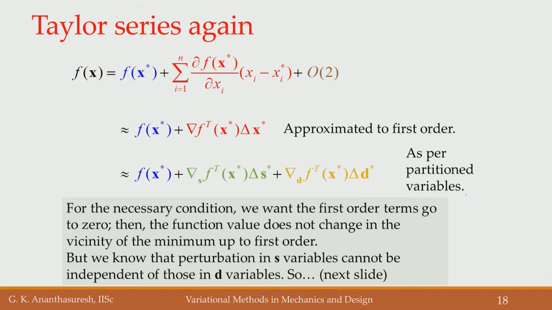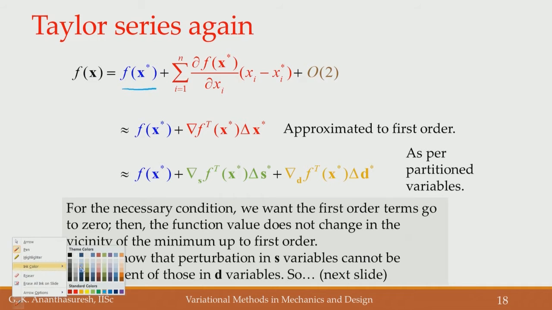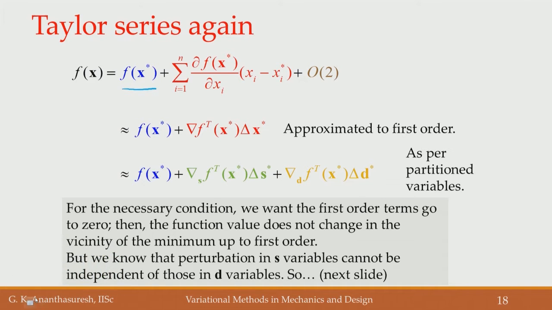Okay. Now we consider the Taylor series approximation again. We have f of x star, and then this first order term, dou f by dou xi, i going from 1 to n, times what we had earlier called delta x, delta xi, that is delta x1, delta x2 and so forth. This is approximated to first order.